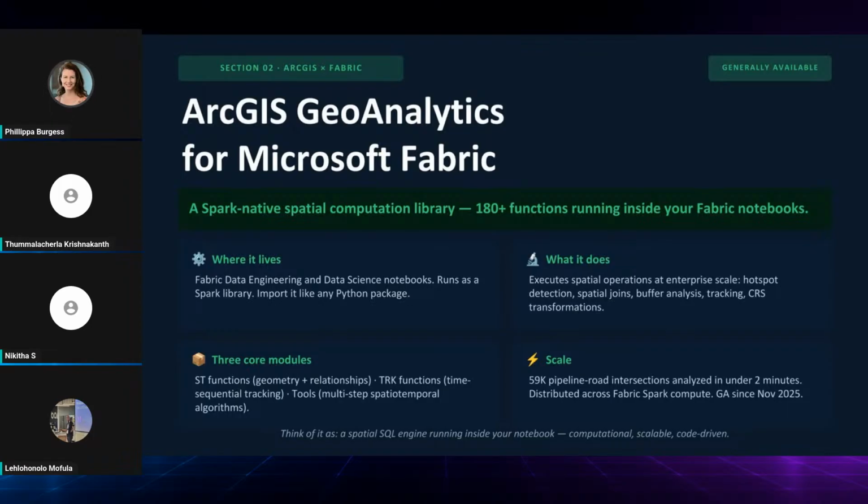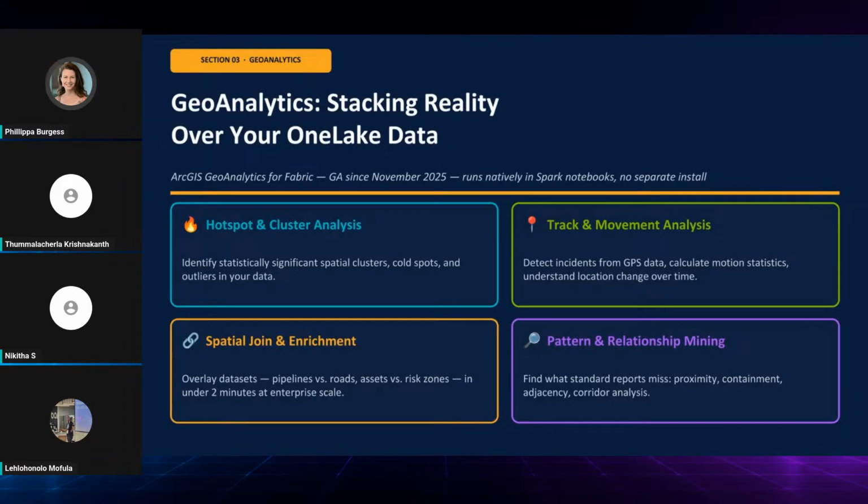And what it does is execute spatial operations at enterprise scale. So hotspot detection, spatial joins, buffer analysis, tracking, coordinate system transformations, and scale. So 59,000 pipeline road intersections analyzed in under 2 minutes, distributed across Spark compute. And again, that's generally available since November of 2025. So GeoAnalytics stacking reality over your OneLake data.